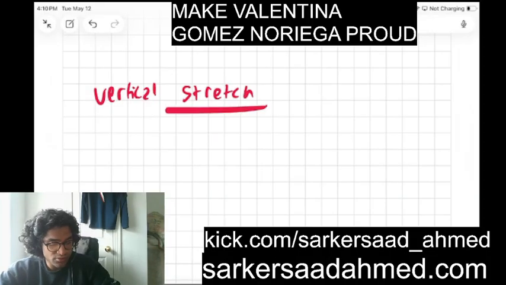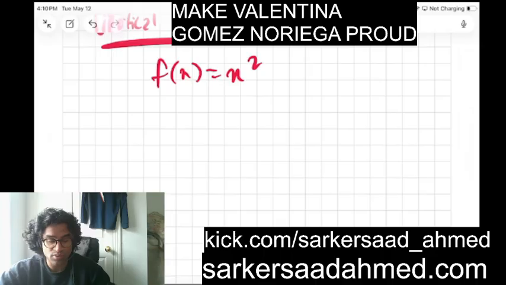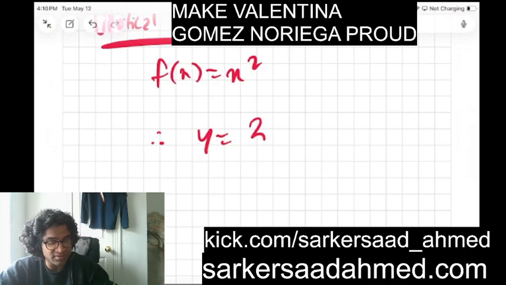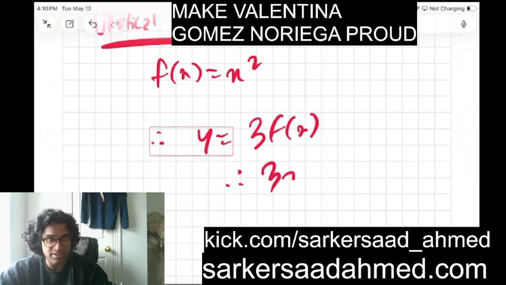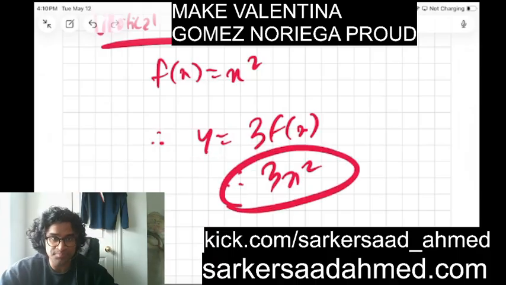Vertical stretch. If I have f of x is equal to x squared, and I want to do the vertical stretch by 3, I'm going to have y is equal to, let's say, 3f of x. That'll be 3x squared. So this stretches or enlarges by 3, right?